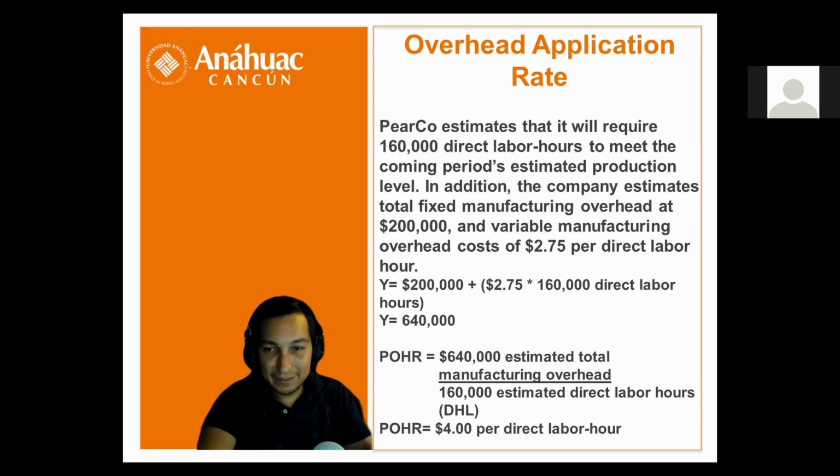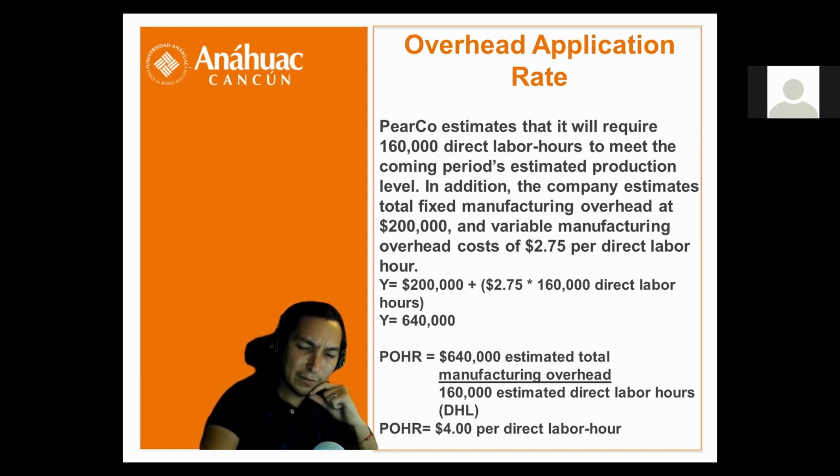Okay. Their estimation. Can you repeat the estimation? Yeah, they're saying that they're estimating that the direct labor hours will be 160,000, for the coming production period. Yep. That's the allocation base. That's it. Oh, okay.